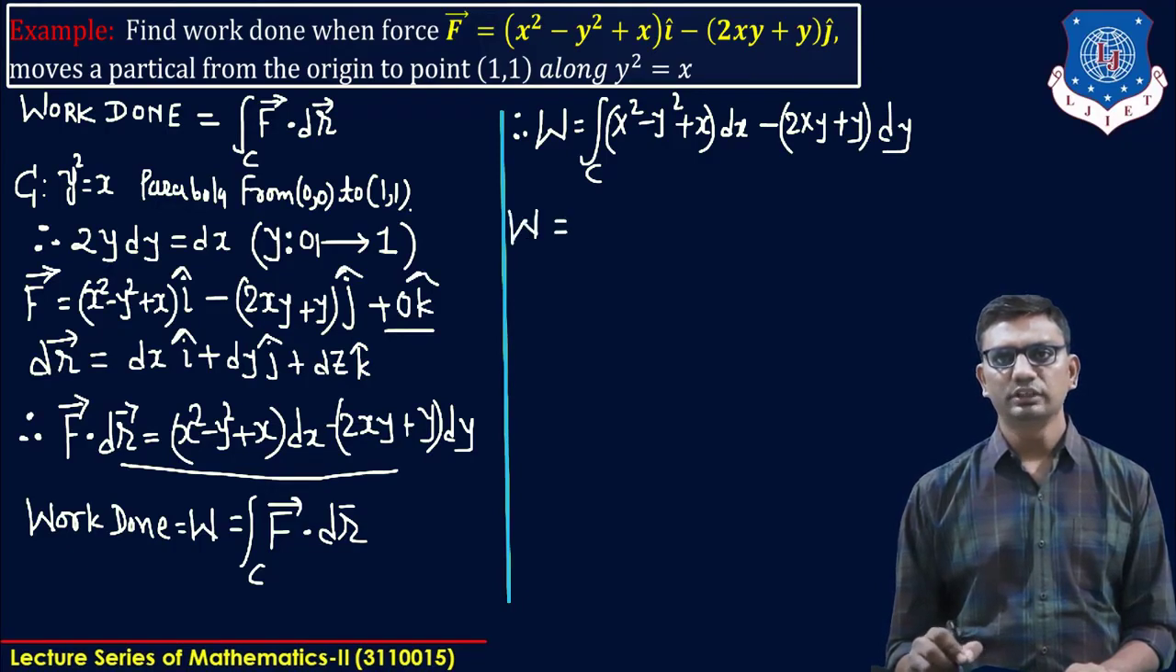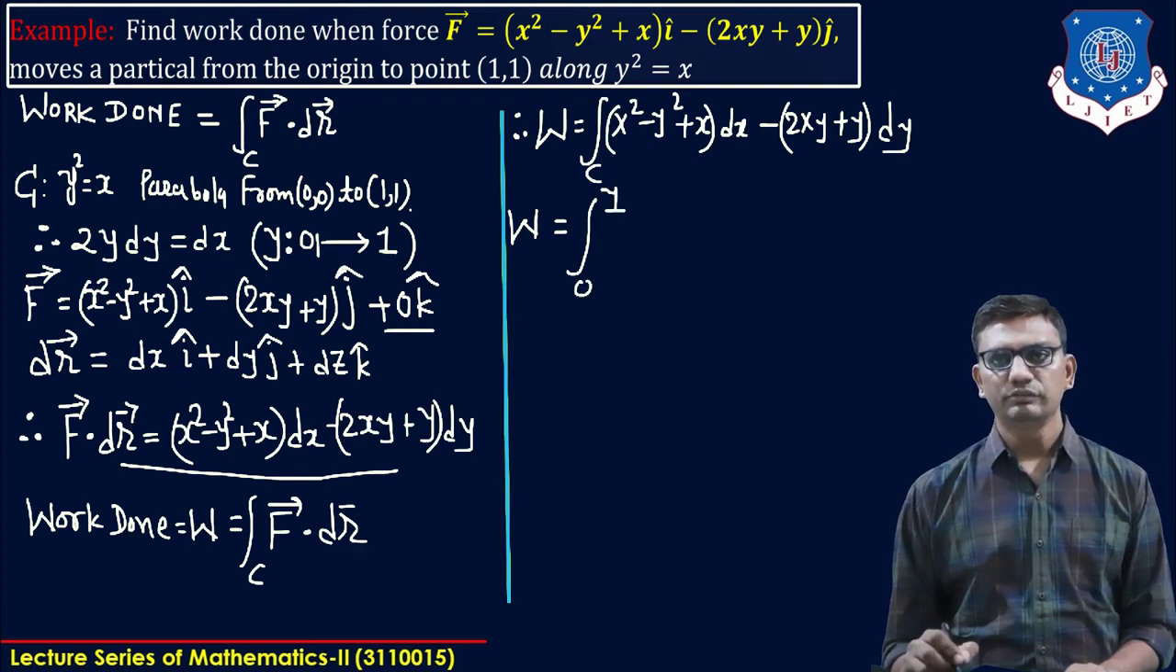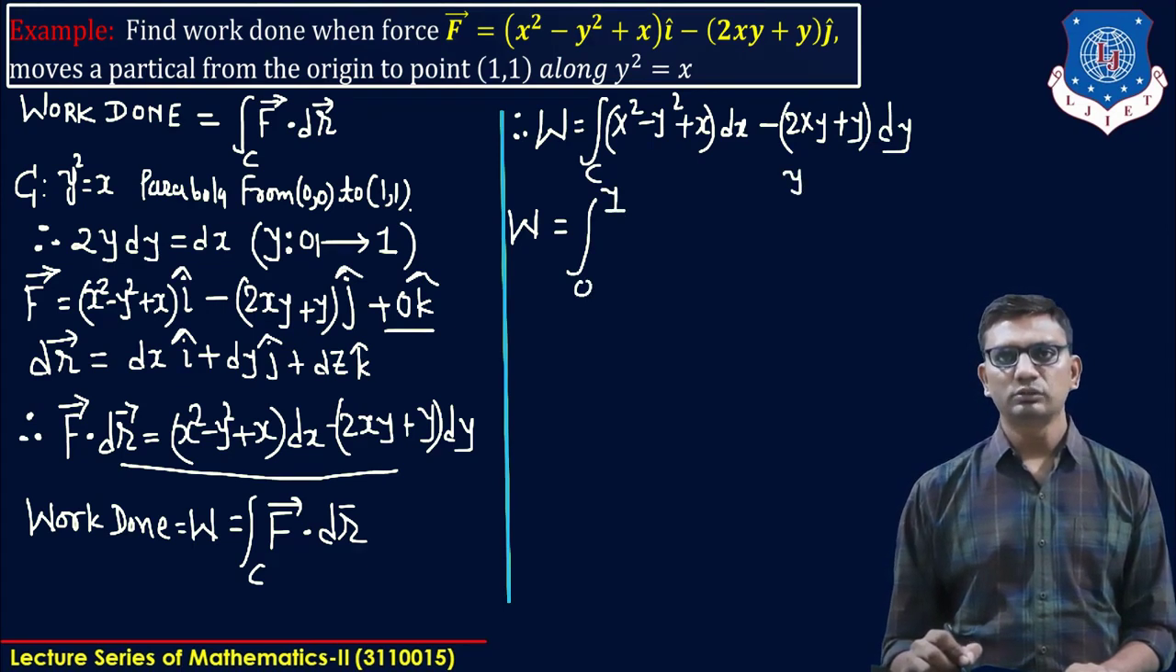Therefore w equal to integration converted into the terms of y, and y limit is 0 to 1. So we put x equal to y square everywhere, because our curve is x equal to y square. That implies dx equal to 2y dy.